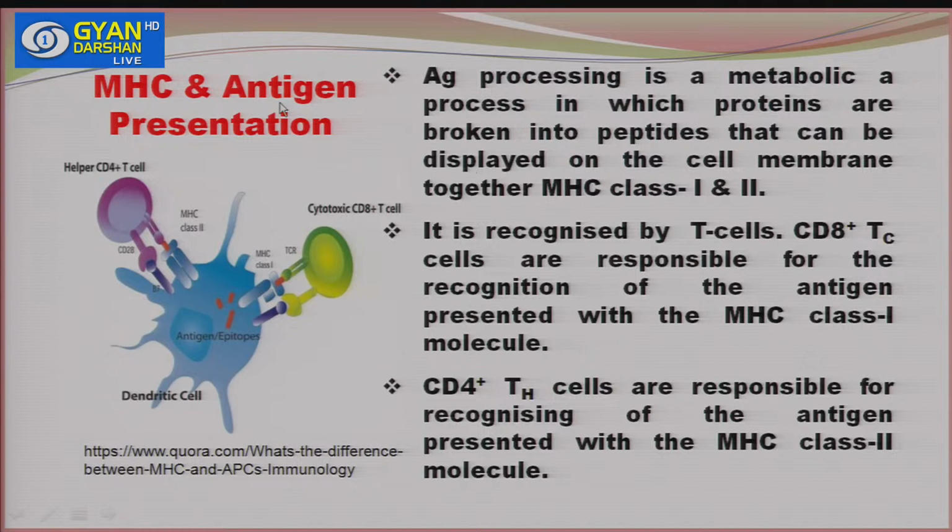You can see the MHC and antigen presentation. Antigen processing is a metabolic process. It involves several reactions in the cells in which proteins are broken into peptides. If any antigens enter the body, they will be broken into peptides, and those can be displayed on the cell membrane together with MHC class I and class II. Here you can see the broken peptides, which are displayed by MHC class I and MHC class II.